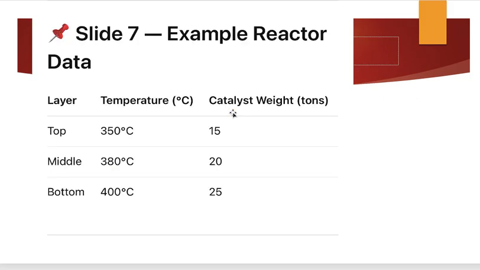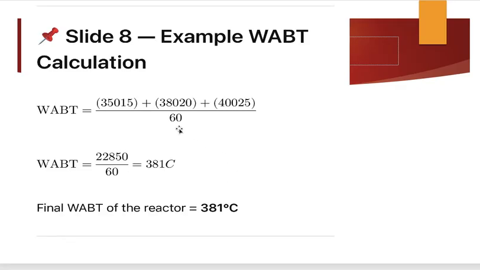For this numerical example, we have a top temperature 350 degrees C, middle temperature 380, and the temperature for the bottom layer 400 degrees C. What is the weight? The weight mentioned here for each layer. So we need to get the summation. You multiply the first one, multiply the second and third, then you divide it by the summation of the overall weight of the catalyst. You will get the weight average bed temperature simply, which is 381, okay?